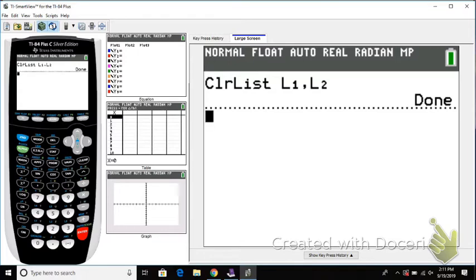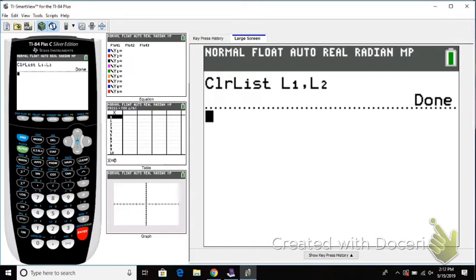I'm sorry, L1 was second 1, and then comma is above the 7, and then L2 is second 2. Okay? And then hit enter, and it should say done. Does anybody say error? Okay, so everybody says done.